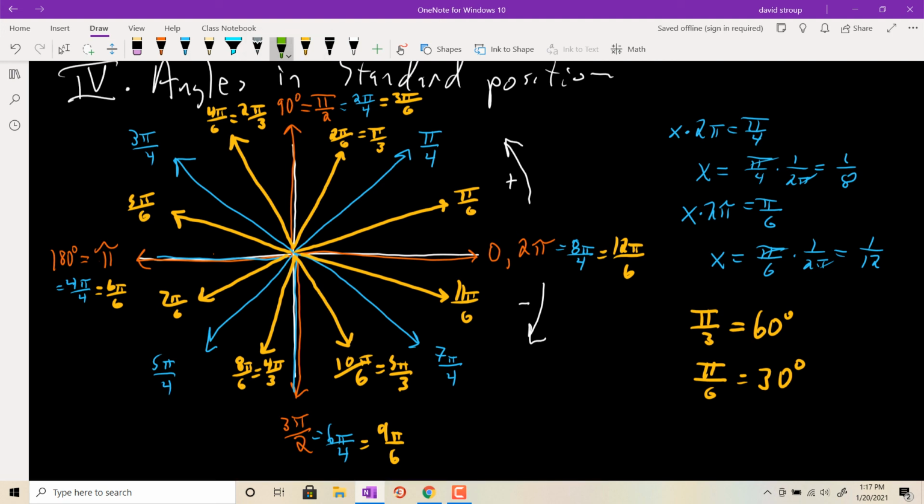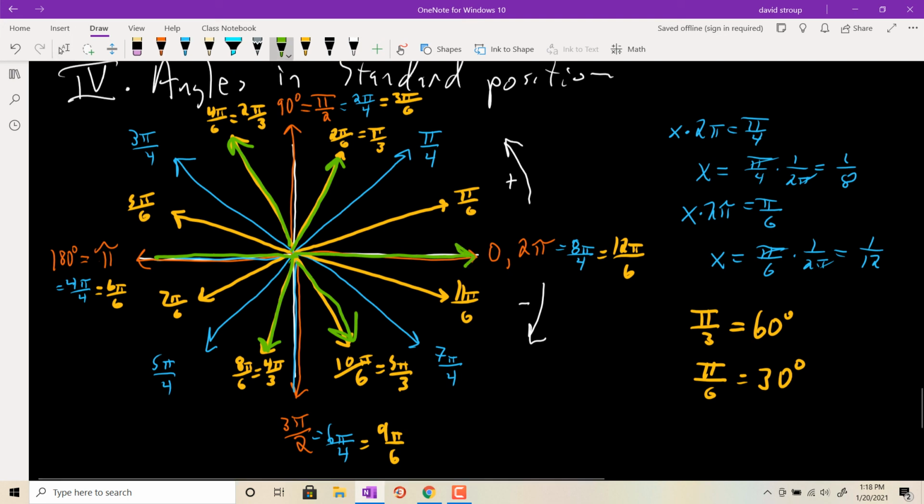Let me put those in green. So here's 1 pi over 3. Hopefully you can see that. Here's 2 pi over 3. 3 pi over 3, then, is just pi. 4 pi over 3. 5 pi over 3. And finally 6 pi over 3 takes you back home.